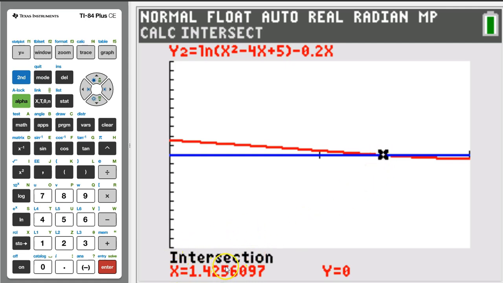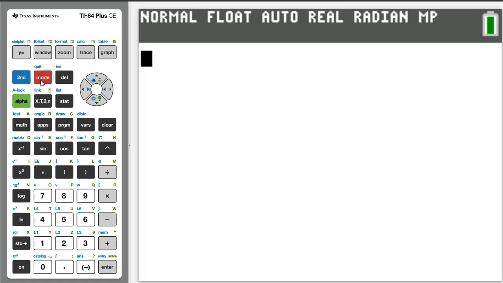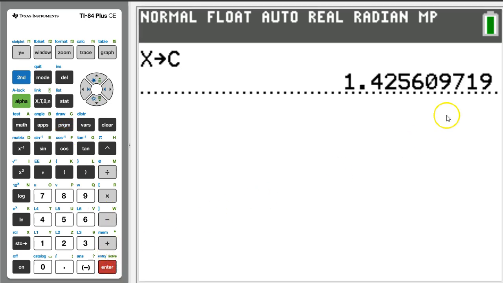Let's store this value into a letter on the calculator just in case we need it later. So hit second quit. This is just a good habit to get into. Hit the X value and then the store button. And I'm going to store this into letter C. So alpha C enter. We may not need it, but if we do, all of these good decimals are right here in letter C.